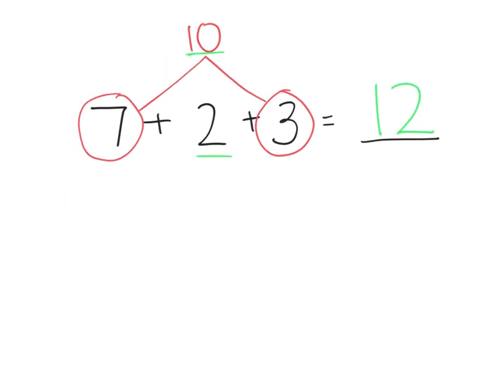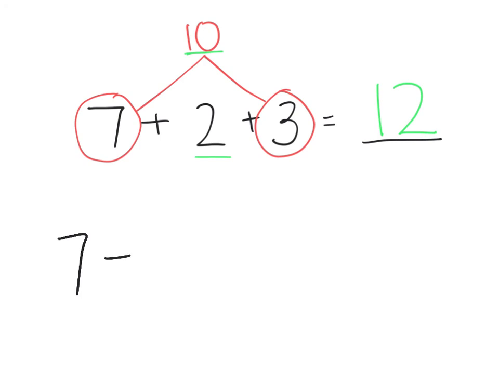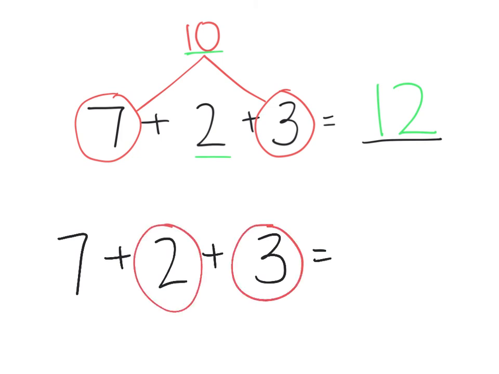Now, can I solve this a different way? Yeah. Maybe I decide, I really like adding 2 and 3 together because I know that that makes 5. Then you would add 7 plus 5, and you would get the same sum of 12. So it doesn't matter the order that you group the numbers. As long as you take your time adding them, you should get the same sum.